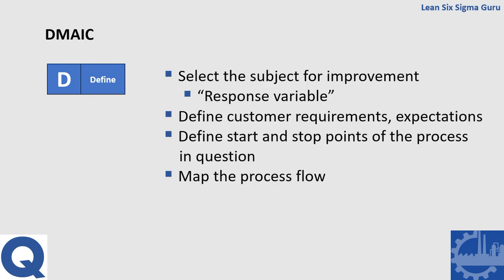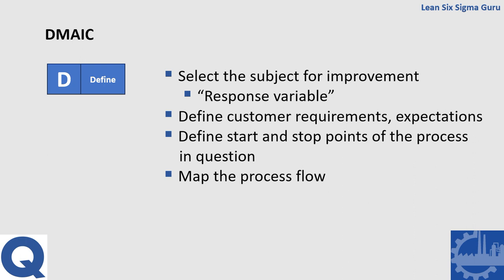So the first D, or define, is where we select the subject for improvement. This is called the response variable, which is a bit of jargon. So if you are in a meeting and we're talking about Six Sigma projects, go ahead and drop the words response variable on everybody, and they'll immediately assume that you know what you're talking about.